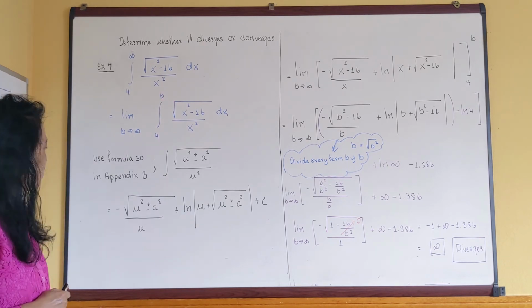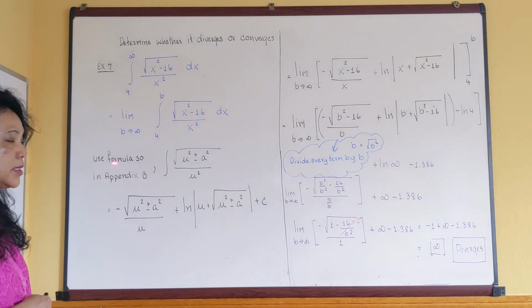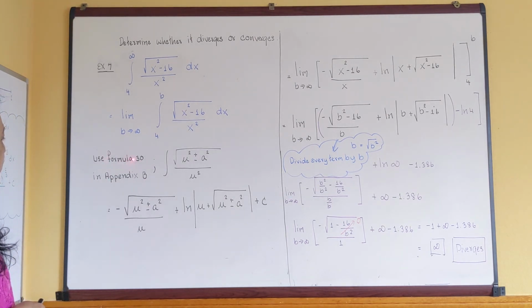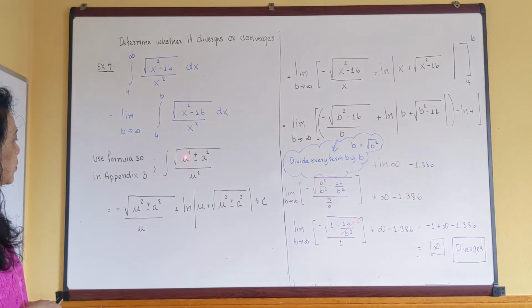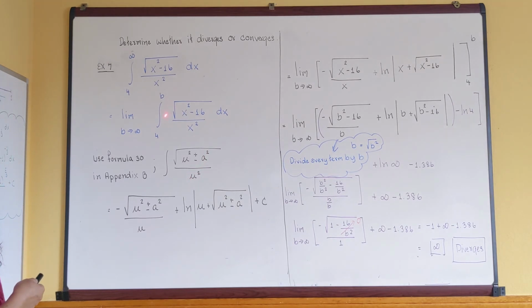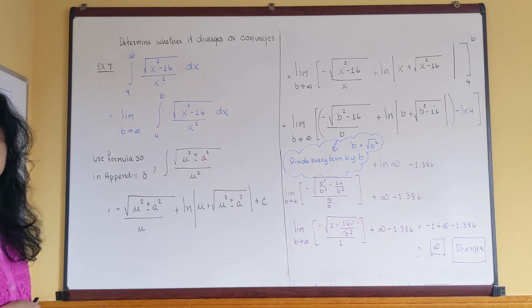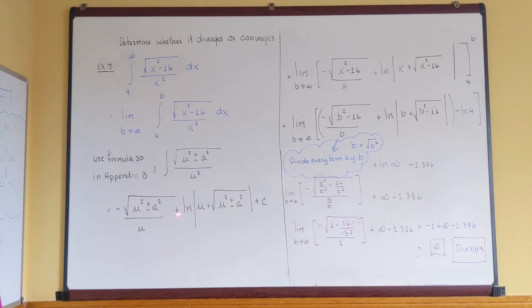Now if you remember, we have a formula in Appendix B. This is formula 30, and the formula says the integral of the square root of (u squared plus or minus a squared) over u squared equals all of this. So look at our integral. It fits perfectly. My u is my x, and my a squared is the 16. So I'm going to apply the formula to my problem.